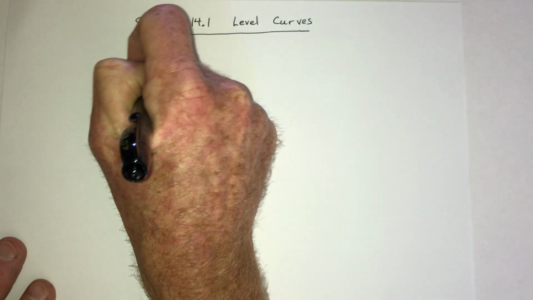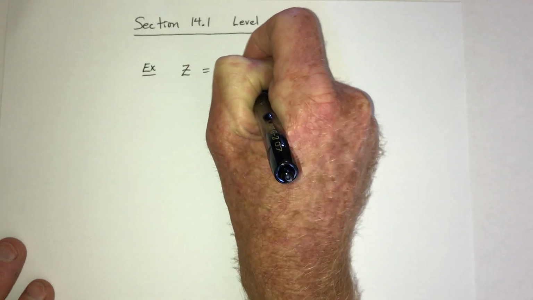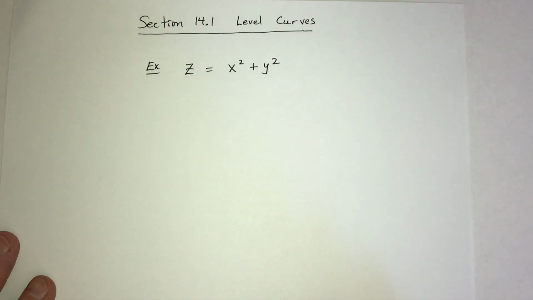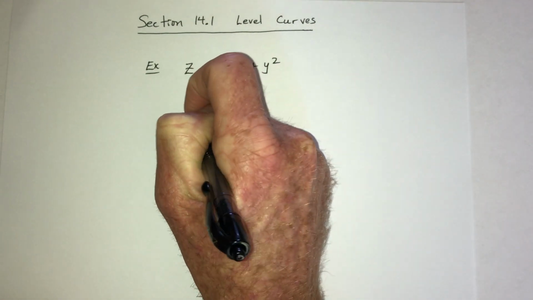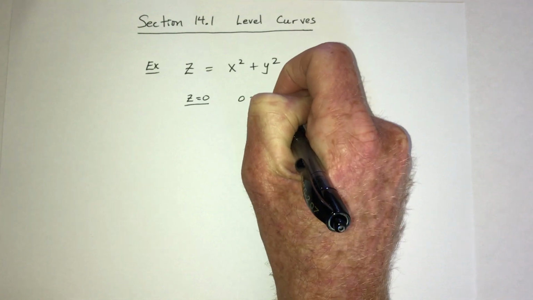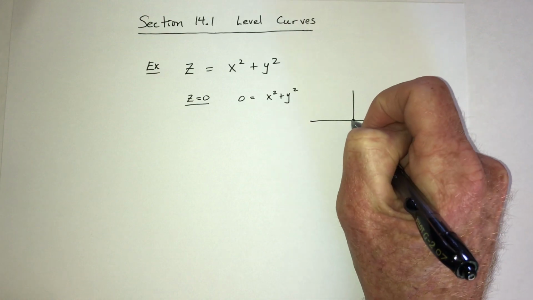Okay, then on to some examples. So for example, suppose you have z equals x squared plus y squared. So what kind of shape would that make? But we're not looking at it in 3 dimensions. You notice that I don't have a graphing calculator or GeoGebra right now. I'm just doing this in 2 dimensions. So if I put z equal to 0, that would mean 0 equals x squared plus y squared. And that would mean that x and y have to equal 0. So that's just the origin.